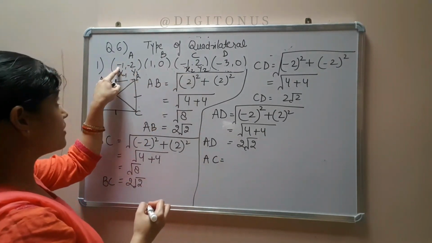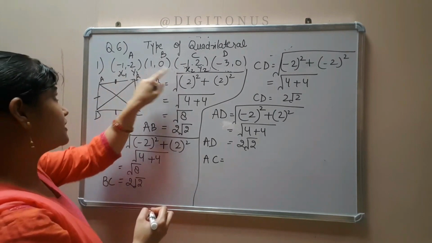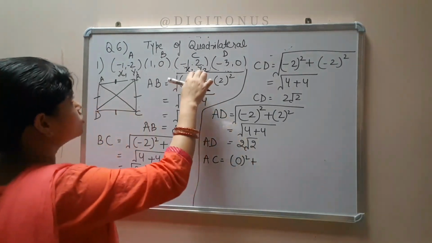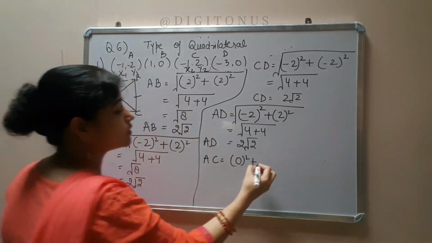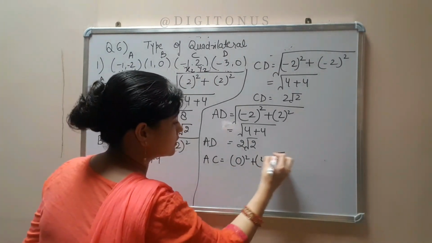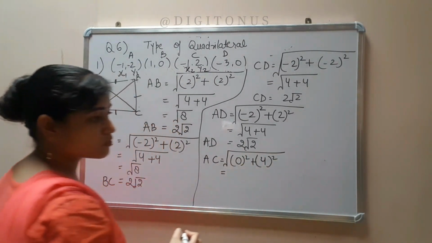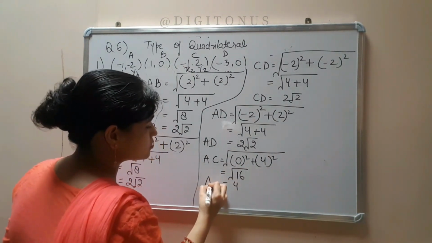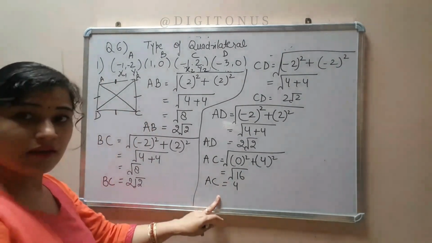Okay. So now AC: minus 1 minus minus 1. So minus 1 plus 1 will be 0. Okay. 2 minus minus 2 will be 4. Clear? So it will be 4 whole square, means 16 under root, which will be 4. So AC distance is coming 4.